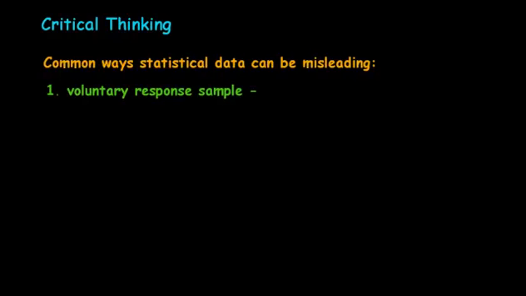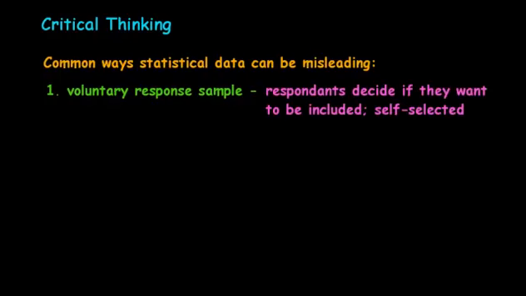A voluntary response sample. This is where respondents decide if they want to be included in the sample. It's also called a self-selected sample. You'll see these on the internet, you may get one in the mail, or a phone survey, and usually only people with either strong opinions or people who have time will actually respond to those. And the result is you don't get a sample that represents your population.